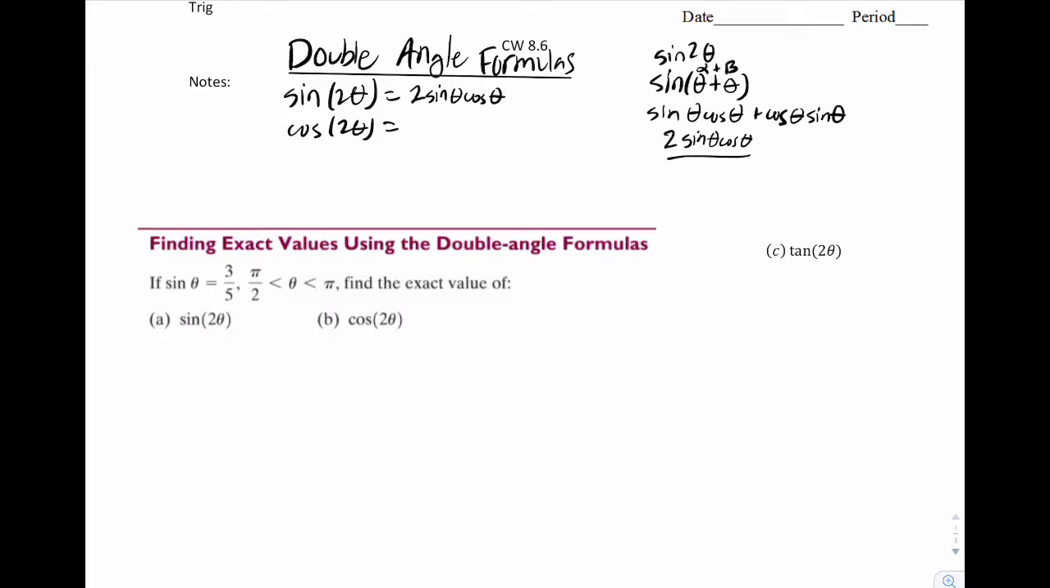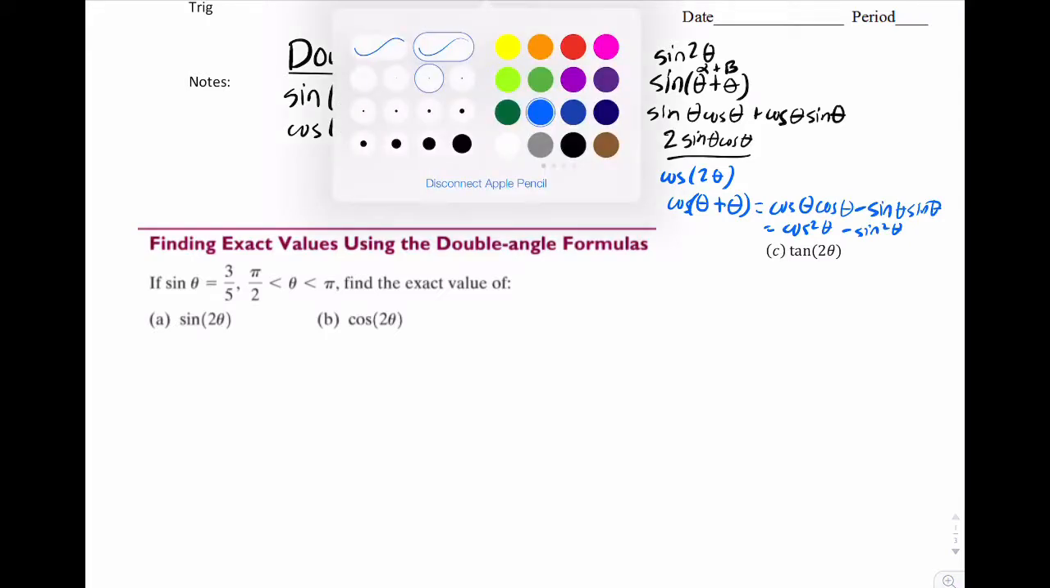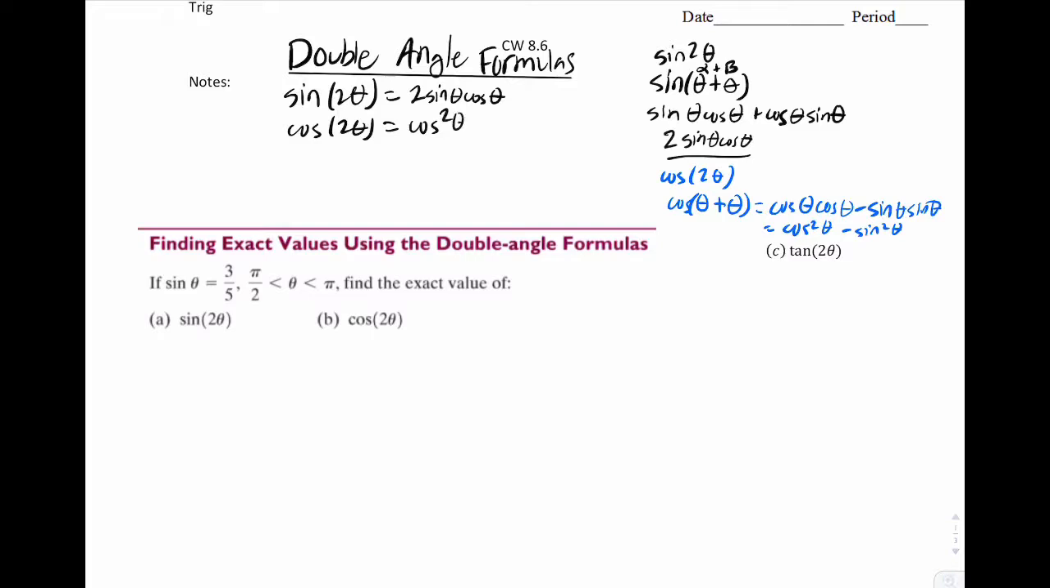Now you don't have to know the derivation, but it is helpful to know that on a test or quiz, so that way you can just derive it, because all of you should have the sum formula memorized by now. So for cosine, let's try it. I'll do that in blue for you. Cosine of 2 theta, that's cosine of theta plus theta. So that's going to be cosine theta cosine theta minus sine theta sine theta. So we simplify. That's cosine squared theta minus sine squared theta. So there we go. There is our cosine formula.